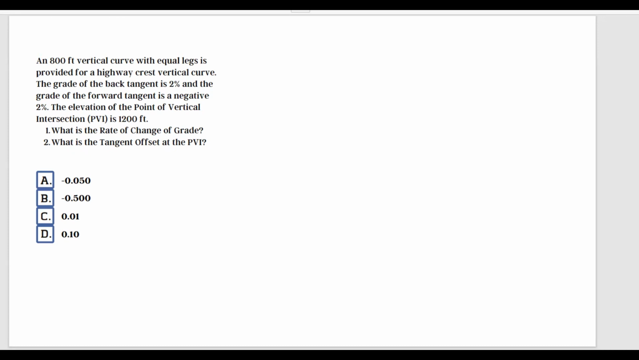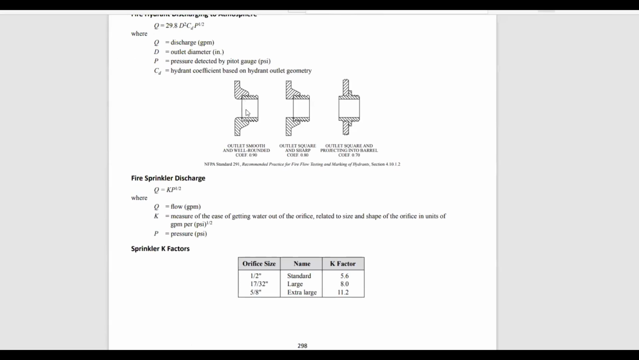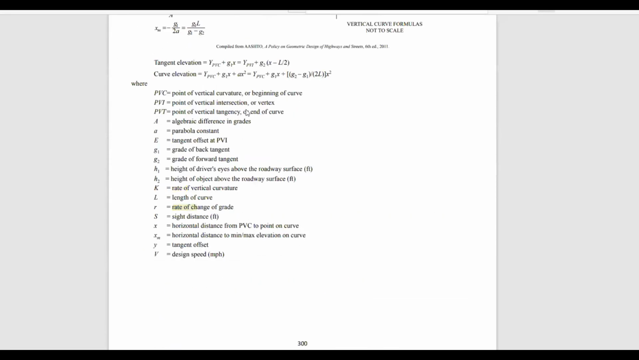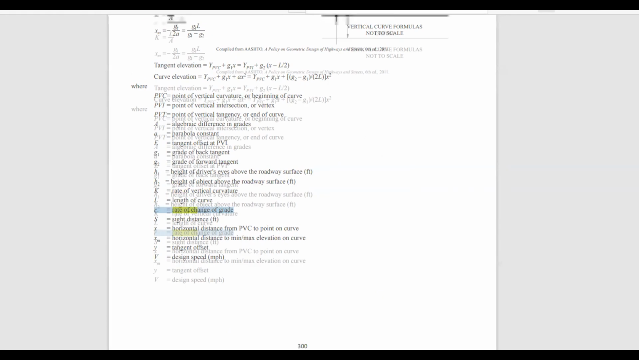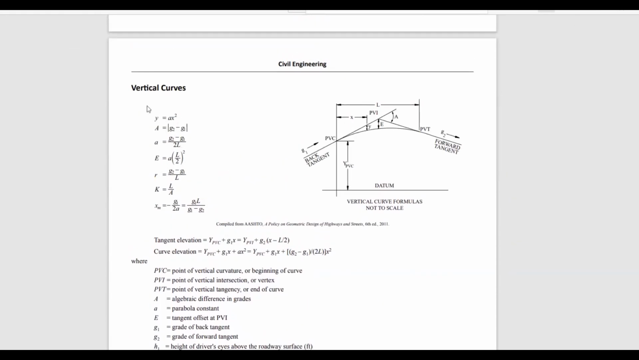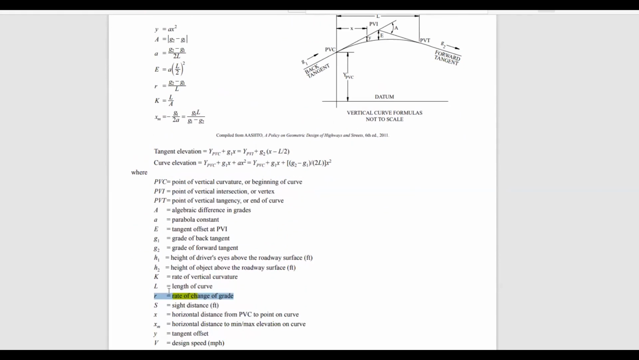I would go ahead right away to the FE handbook and write down rate of change of grade just to see what we are going to get. Control F, rate of change. And you notice how you are taken to this page, which is under civil engineering, under the vertical curves, and rate of change is this lowercase r.